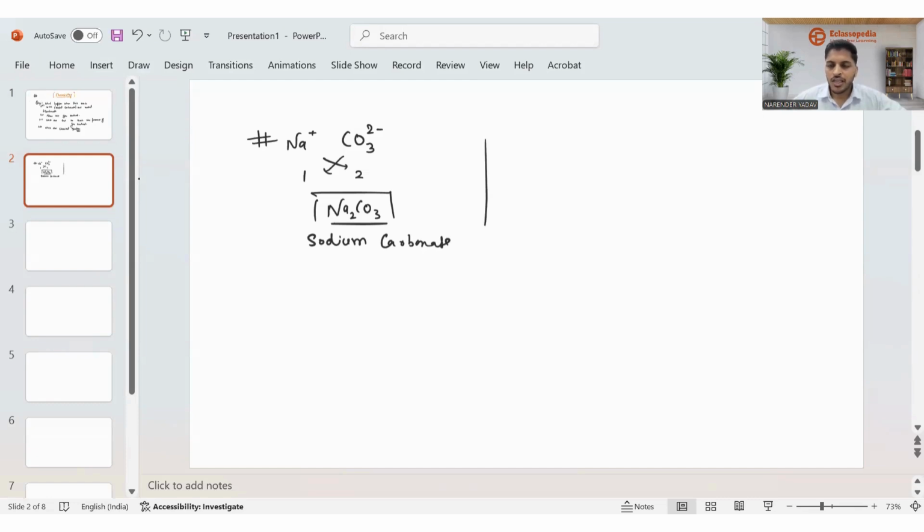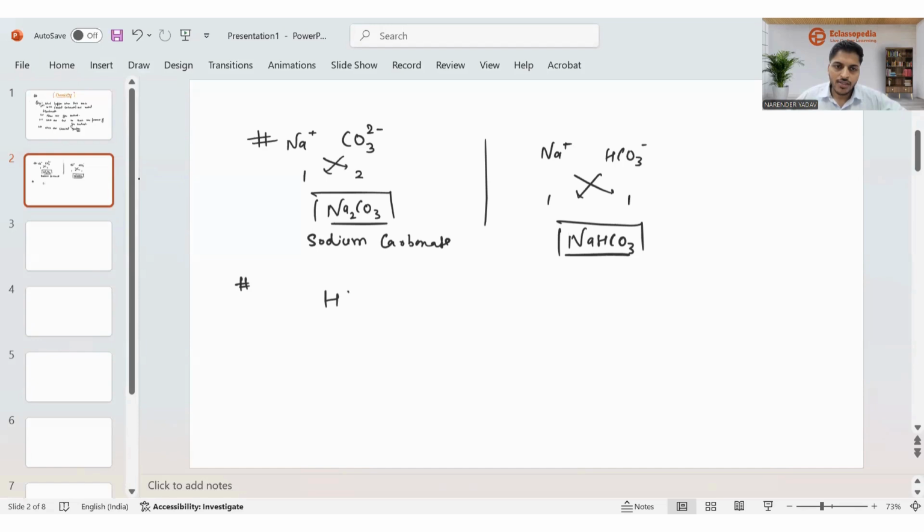Same way, if we are making metal bicarbonates, the metal is again Na positive. You can take any metal, no issues. Take sodium, magnesium, or calcium. The bicarbonate is HCO3 negative with valency 1, and if we cross multiply, it will be NaHCO3. Now, the question was, what will happen when an acid reacts with these?